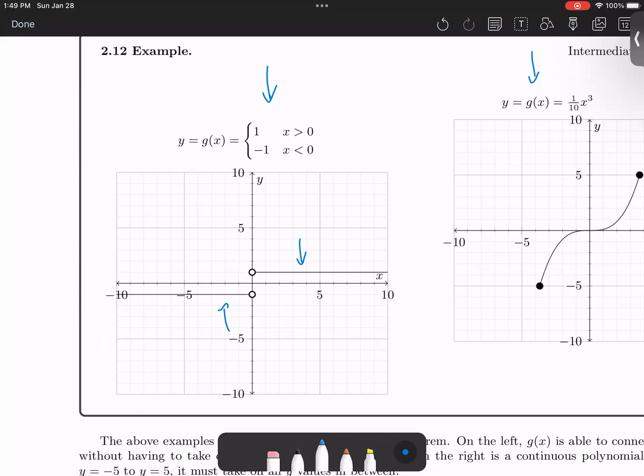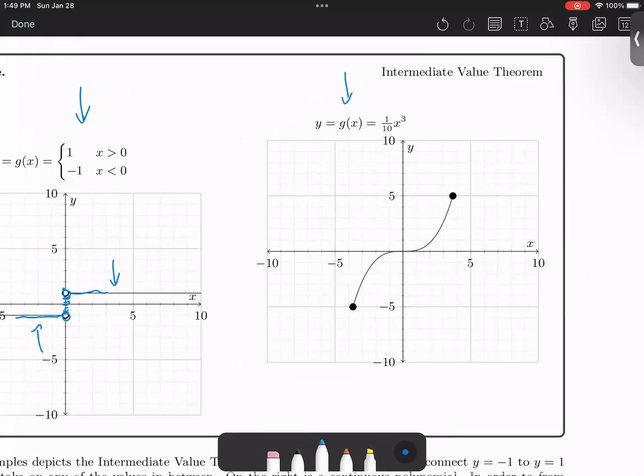So if the function was continuous, then it would have to hit all of these y values in between. But here we see that it's discontinuous. In fact, it's a jump discontinuity. So the intermediate value theorem does not apply. That's why it's allowed to jump from -1 up to +1 without passing through 0. It's a discontinuous function. So the intermediate value theorem does not apply here.